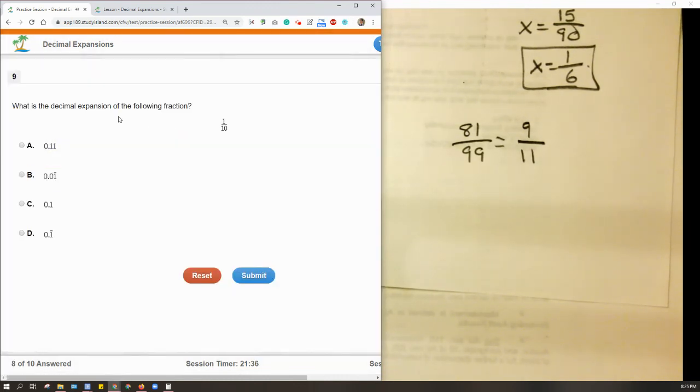Number 9, what is the decimal expansion of the following fraction? It's 1/10. Which one of these decimals says 1/10? 0.1. Don't overthink it, people.